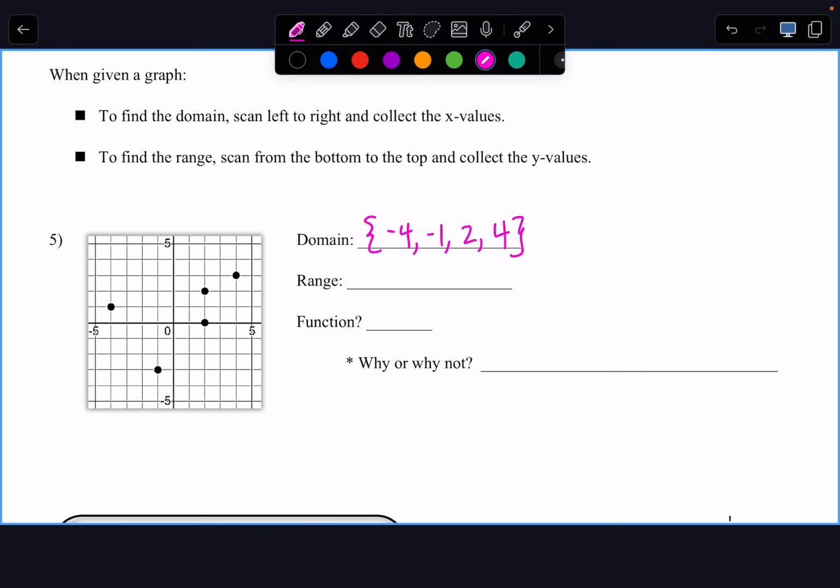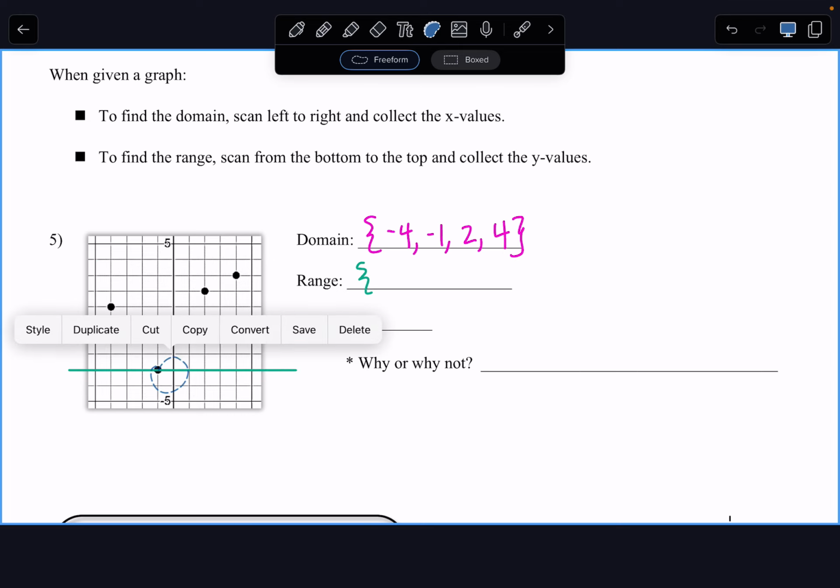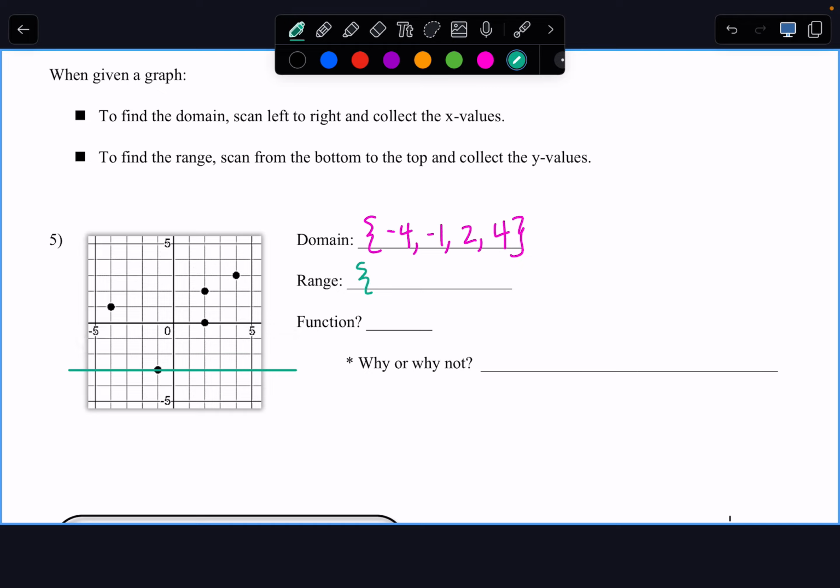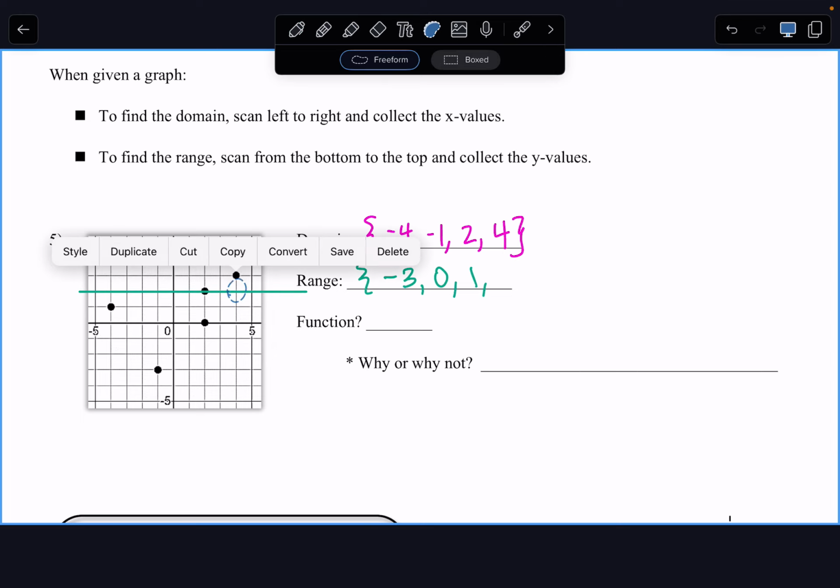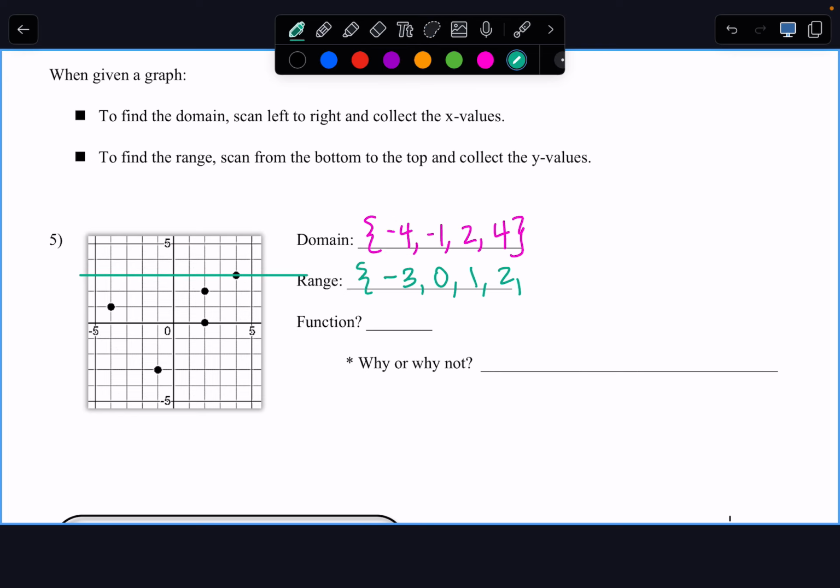Okay? Now our range, we're going to go from top to bottom and kind of just scan where we have points. So we have a y coordinate right there at -3, right? Okay. And then we have a coordinate right here at 0. And then we have a coordinate here at 1. And then we have a coordinate here at 2. And then here again at 3.